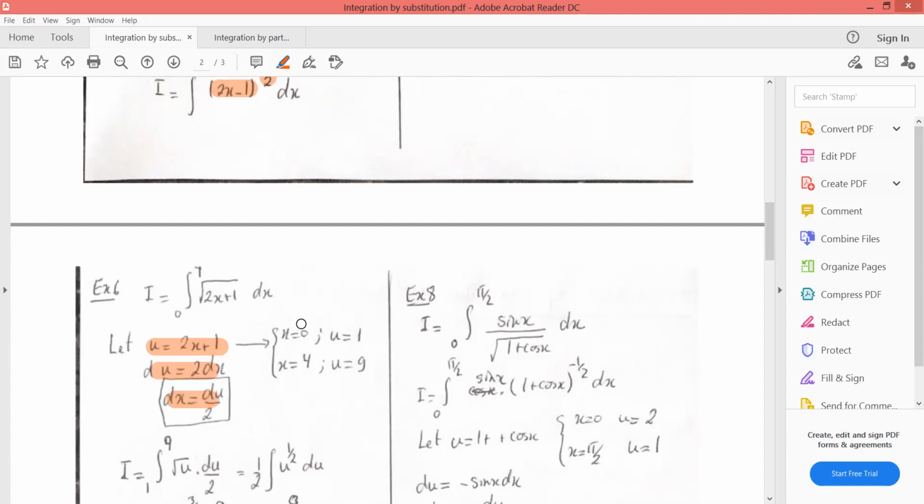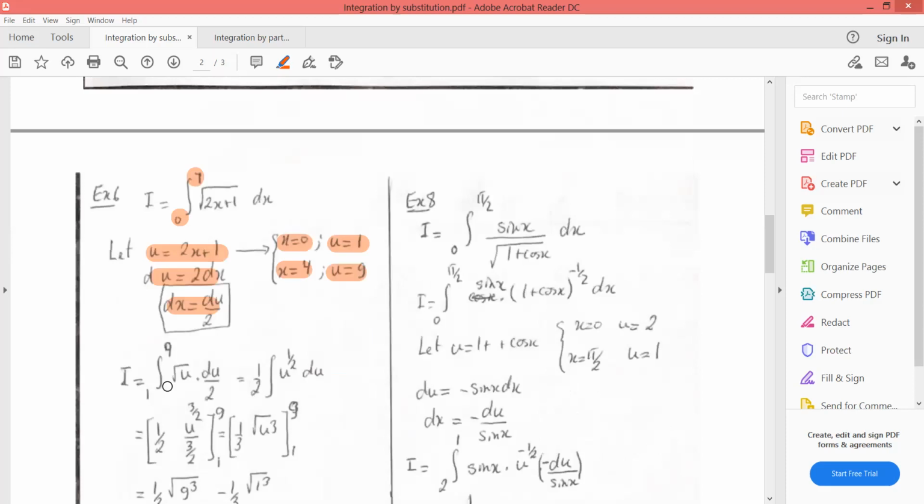Now changing the bounds, how do we change the bounds? First bound, for x equals 0, u equals 2 times 0 plus 1, which is 1. For the upper bound x equals 4, u equals 2 times 4, 8 plus 1, u equals 9. Then we get the integral from 1 to 9 of radical u du over 2.